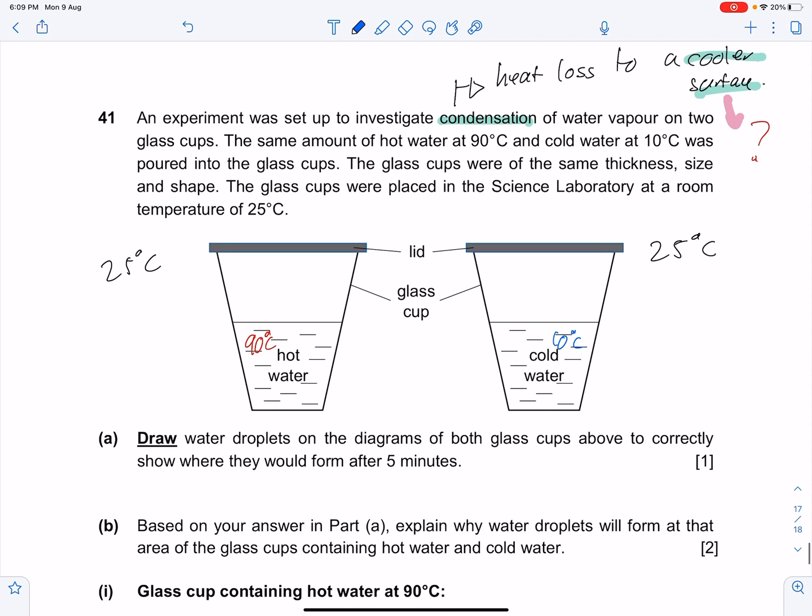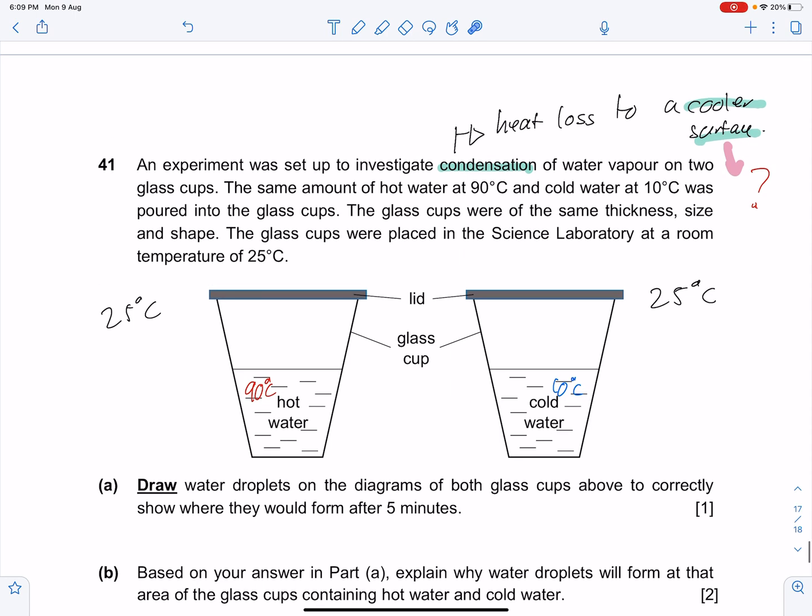Okay, now the question asks you, draw water droplets on the diagrams of both glass cups correctly to show where they would form after 5 minutes. So remember, you're talking about condensation, there must be heat loss. So we must also identify where is our water vapor coming from.